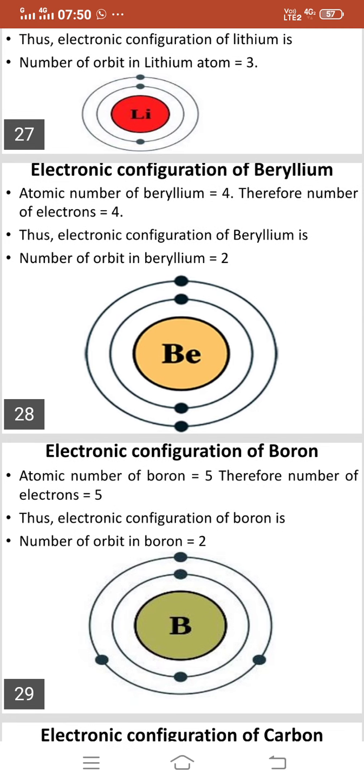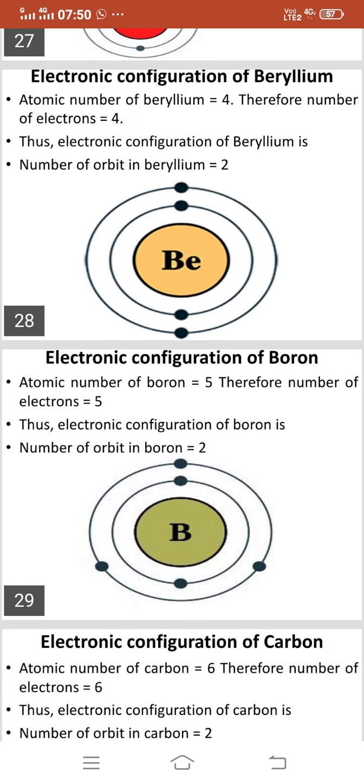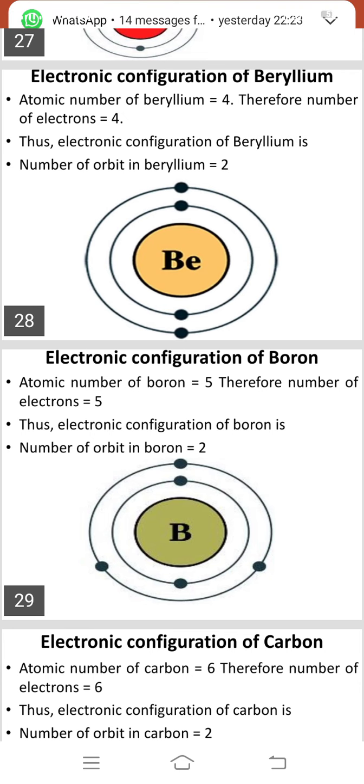Now you can see the next electronic configuration, of boron. Atomic number of boron is 5. Therefore the number of electrons is equal to 5. Number of orbits of boron is equal to 2. So you can see how these 5 electrons accommodate in the 2 orbits of boron. 2 electrons maximum accommodate in the first orbit, and the rest 3 electrons are present in the second orbit.